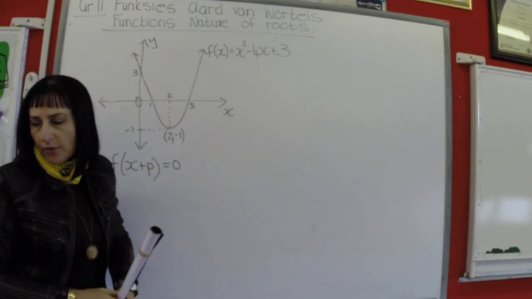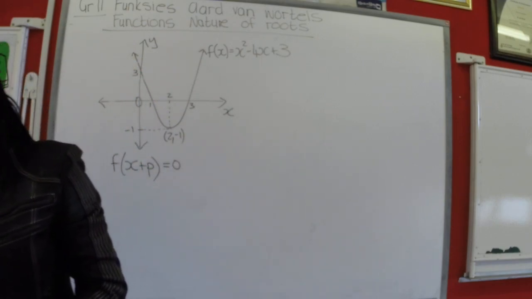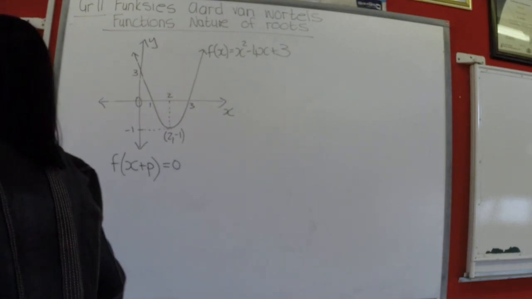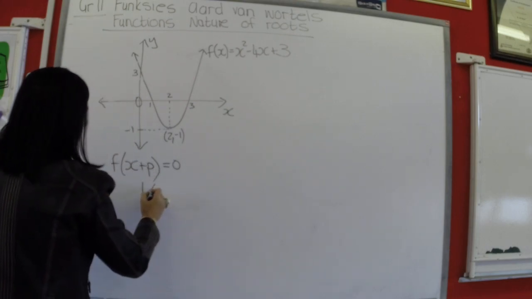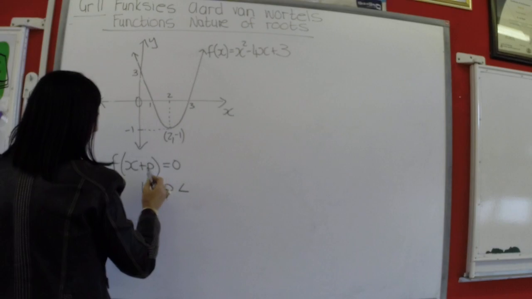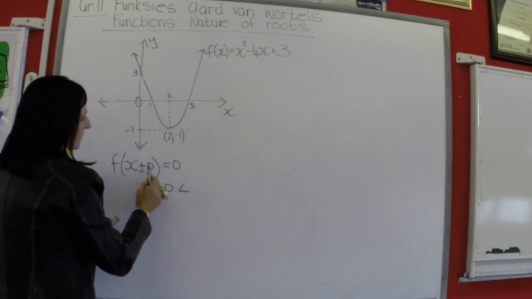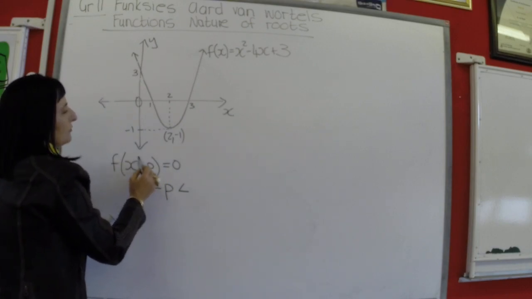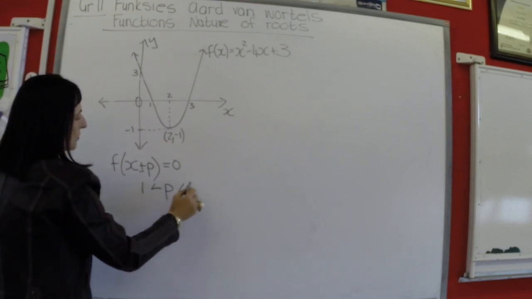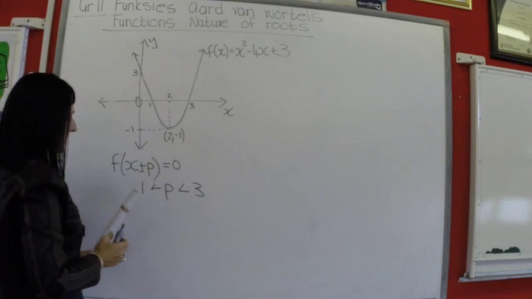So what's the answer for p? To have one positive and one negative root, p must be between 1 and 3. That's a plus, so it's already an indication of moving to the left. So it must be plus 1, up to plus 3.